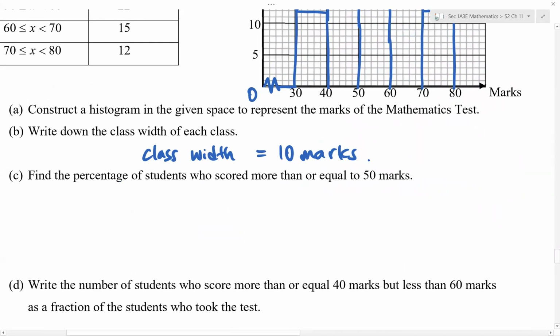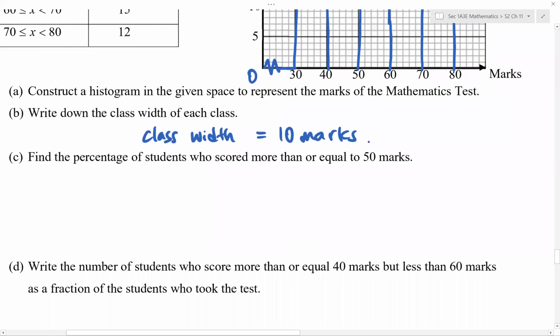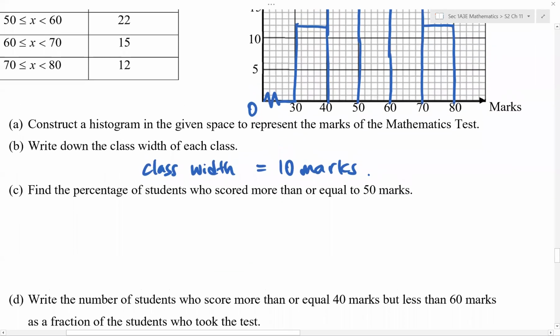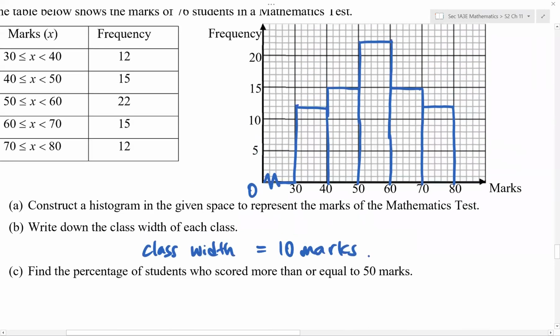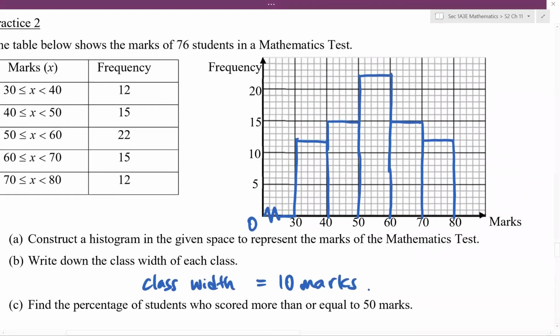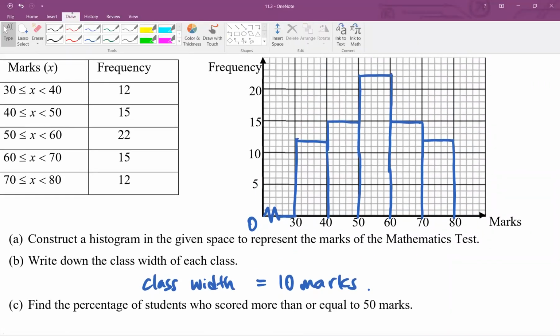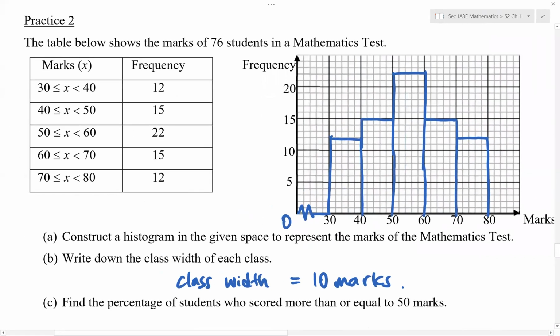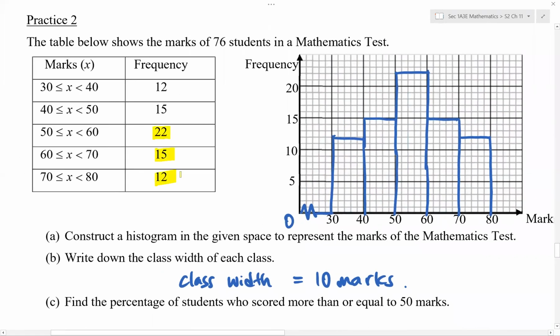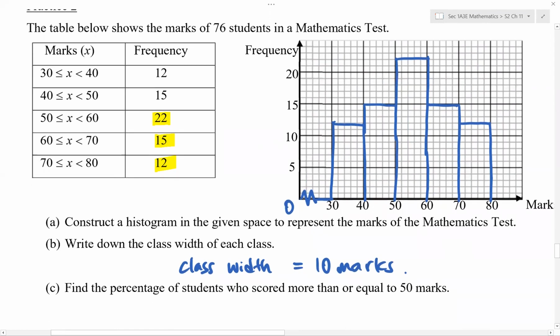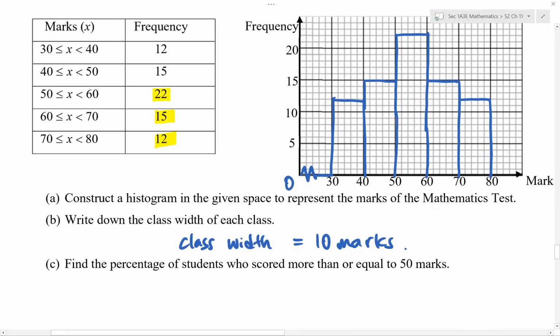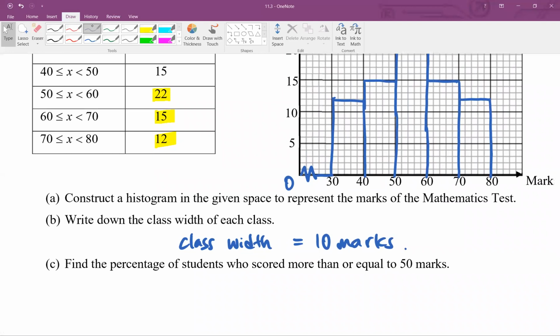So write down the number of students who score more than or equal to 50 marks. More than or equal to 50 marks. So we are interested in these data, these values. Okay, you can also tell that from the graph. So adding 22, 15, and 12, we get 49.